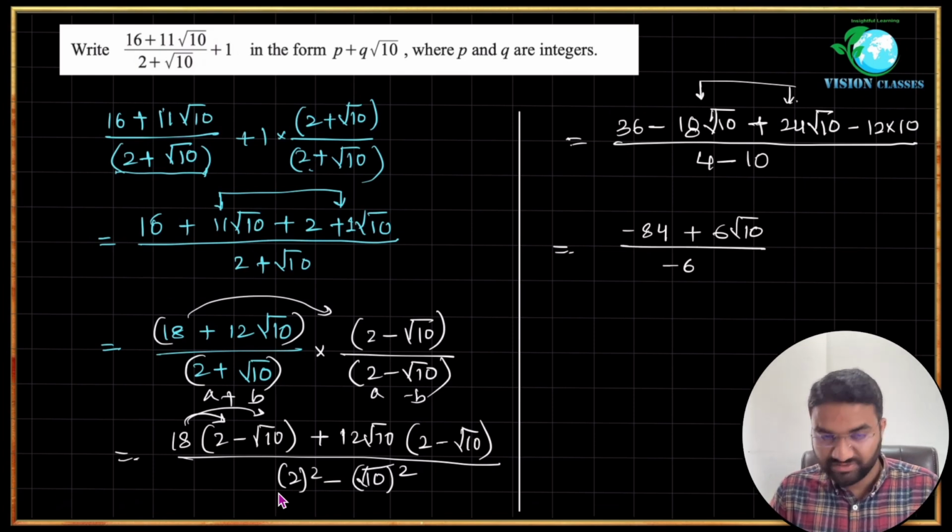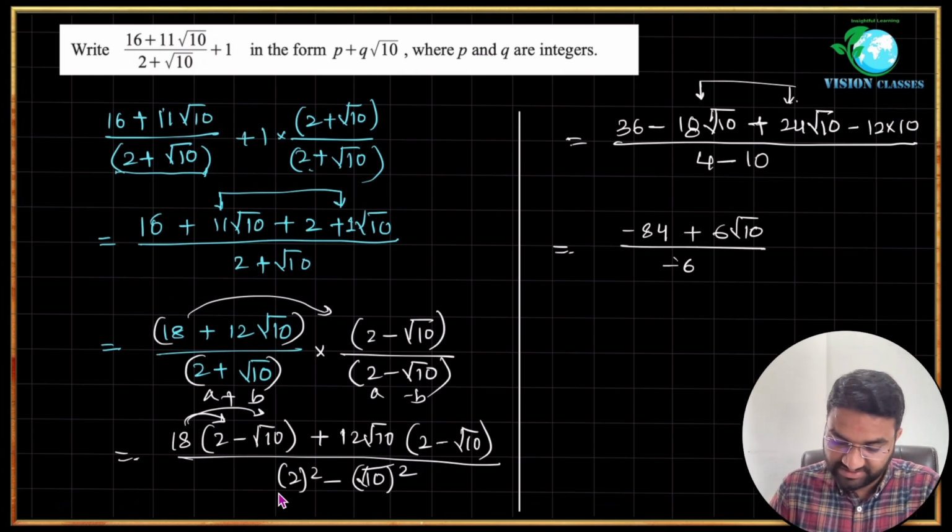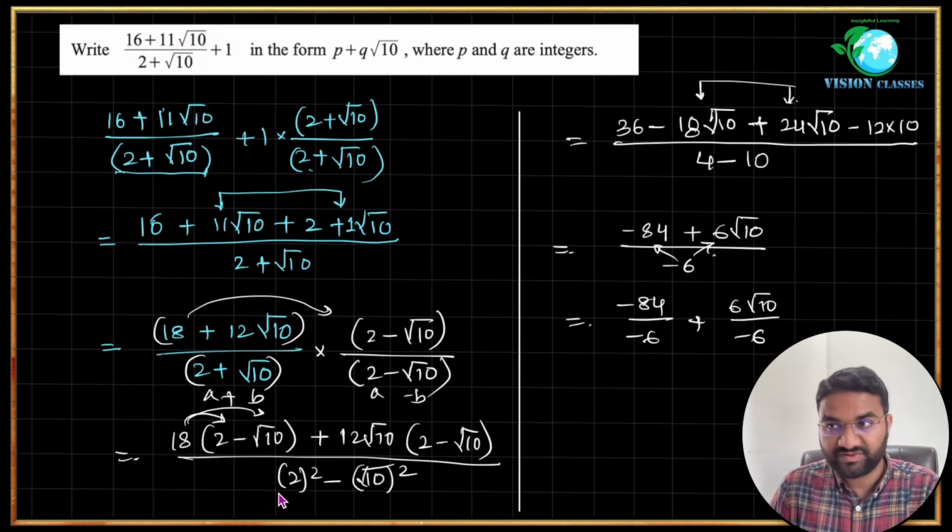Fine. And if you simplify it, meaning divide this negative 6 into each and every part, then we will get 84 divided by negative 6, plus 6 root of 10 divided by minus 6. So the answer we will get is 14 minus root of 10, and that's the answer.